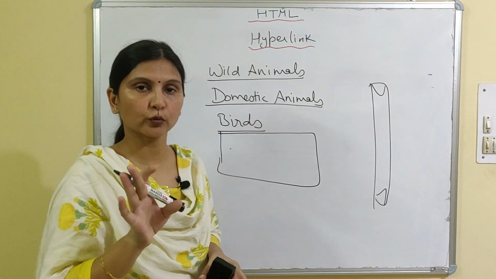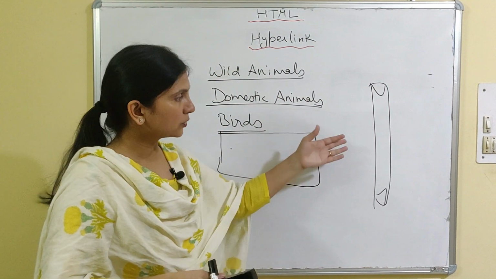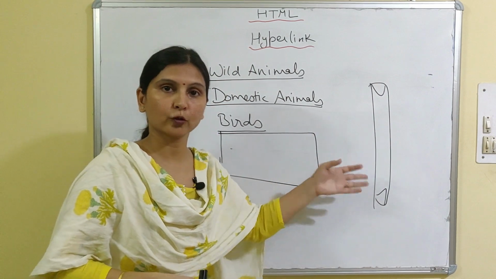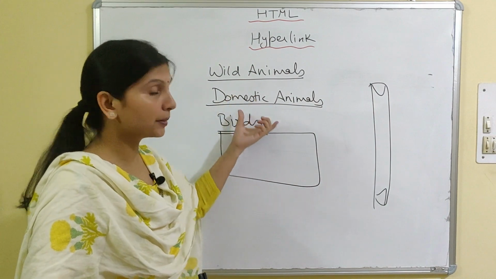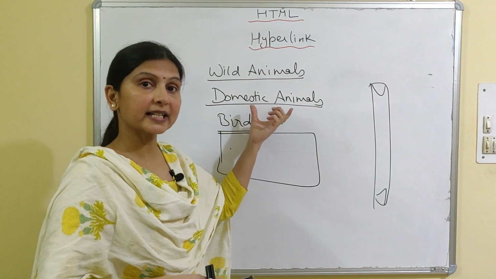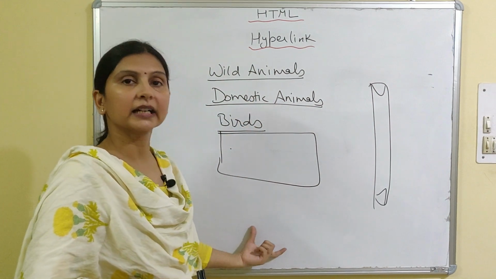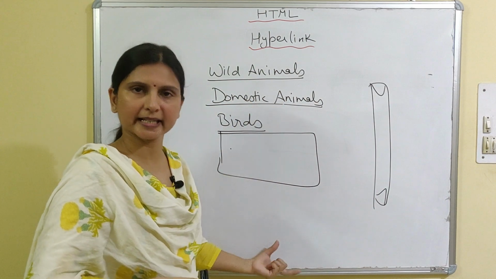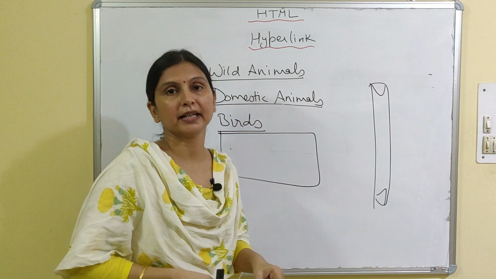Here we are not using two web pages. The web page is only one. But to prevent scrolling up and down, to escape from scrolling, what do we do? We create a hyperlink which creates a link between two sections, between this and the content or description of domestic animals. Fine. So this is called an internal hyperlink.